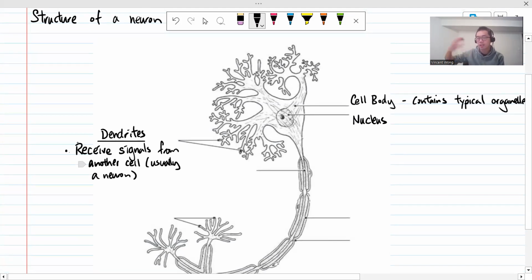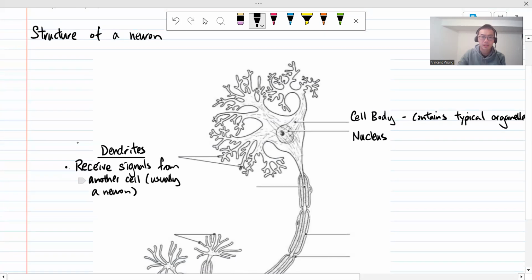This other cell that's passing on the signal is usually another neuron. But like I said, it doesn't have to be. It could be something else, and I'll tell you what that something else is later on.